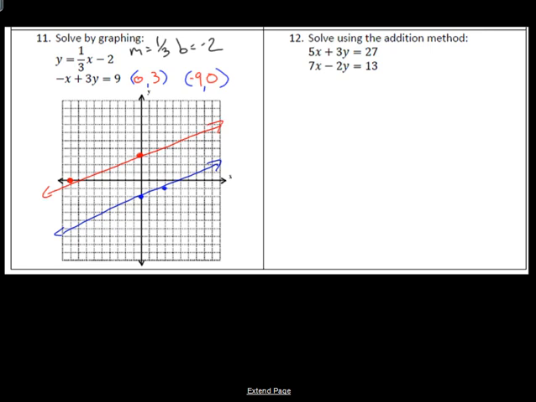Notice these two lines are parallel. Therefore, we would write no solution. Or you could write parallel lines.